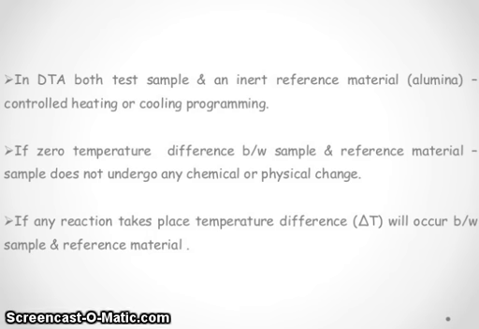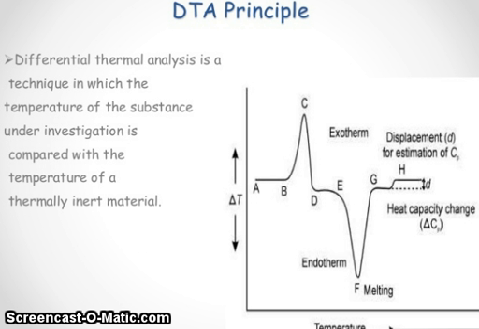controlled heating or cooling programming. At zero temperature difference between sample and reference materials, the sample does not undergo any chemical or physical change. If any reaction takes place, a temperature difference delta T will occur between sample and reference materials. Now, this is the graph of temperature versus delta T. You see, up one is exo, down one is endo, and displacement for estimations and heat capacity change.